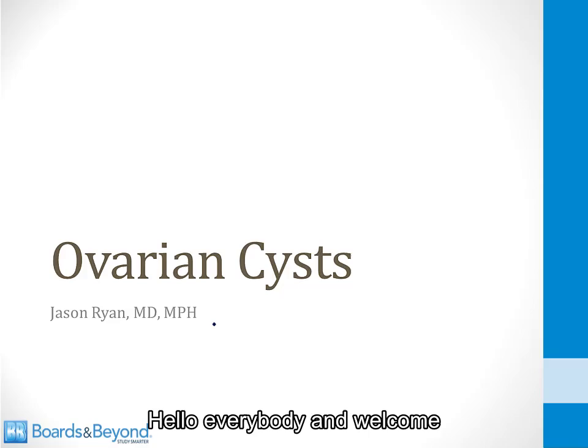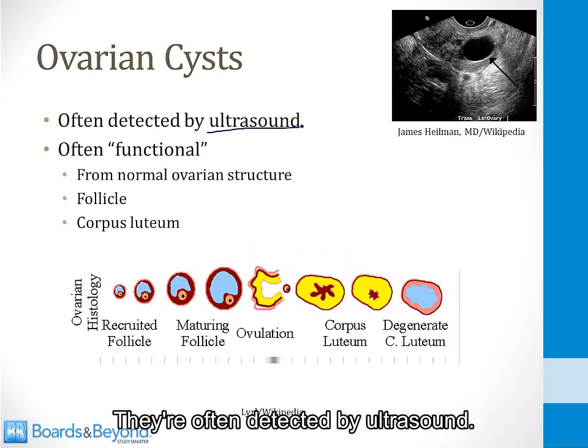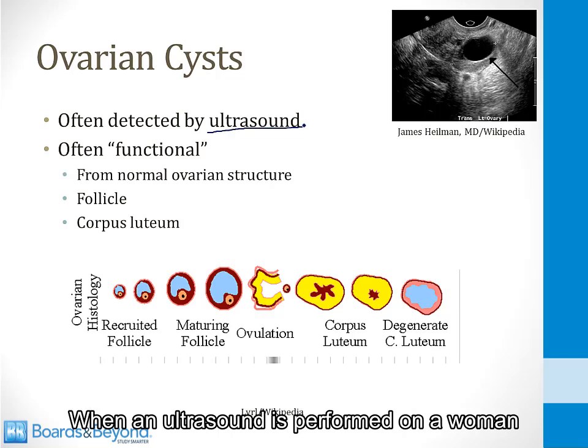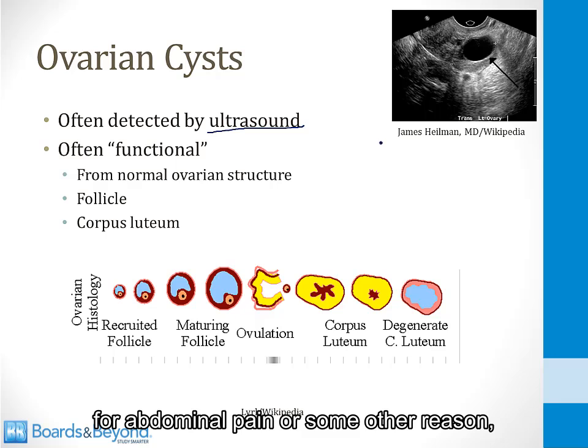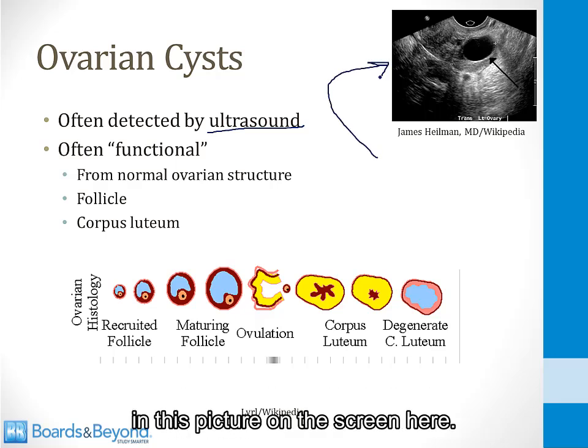Hello everybody and welcome to our module on ovarian cysts. Ovarian cysts are relatively common. They're often detected by ultrasound when an ultrasound is performed on a woman for abdominal pain or some other reason. They look like a black circular space by ultrasound, as shown in this picture on the screen here.